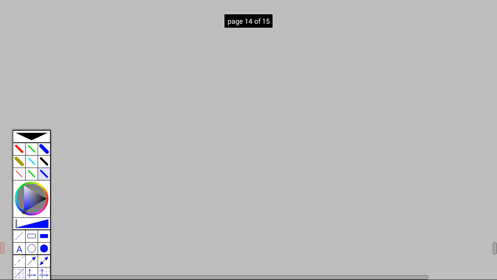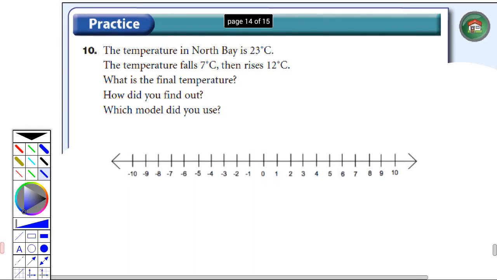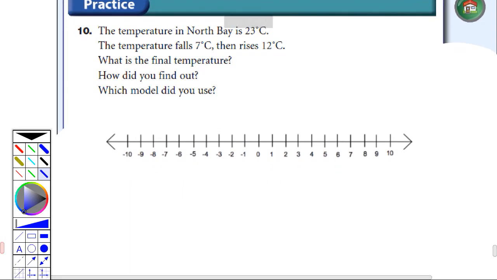Now this is all a bit out of order. There's number 10 now. The temperature in North Bay is 23 degrees Celsius. The temperature falls 7, then rises 12. What's the final temperature? How did you find out? So we're starting at plus 23.